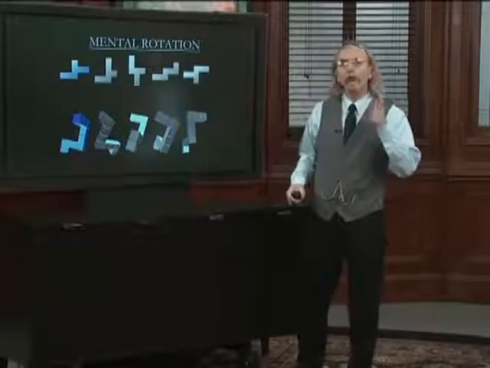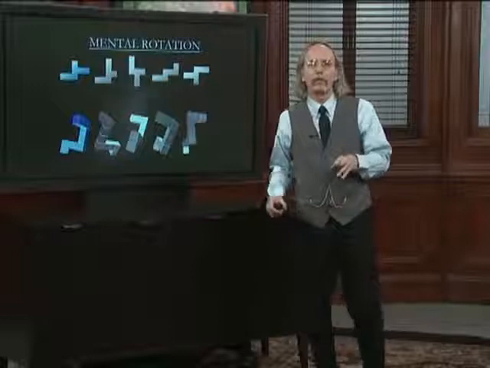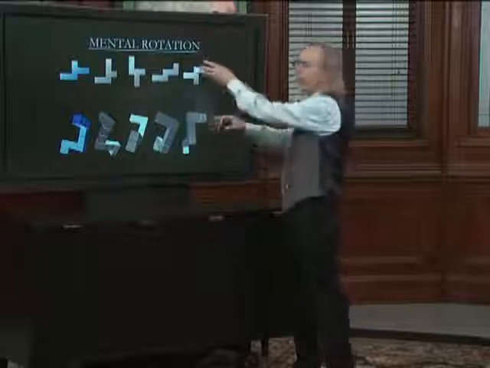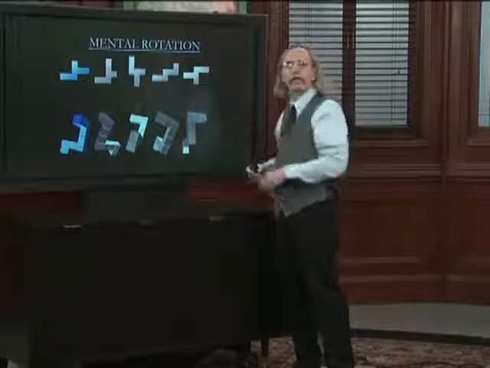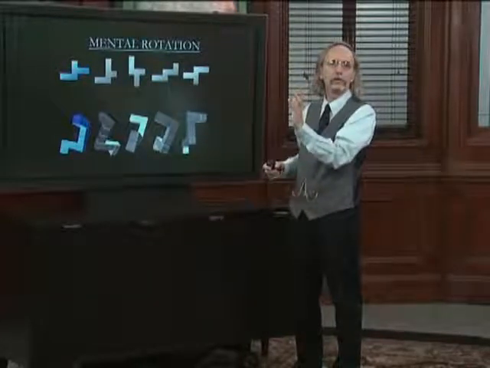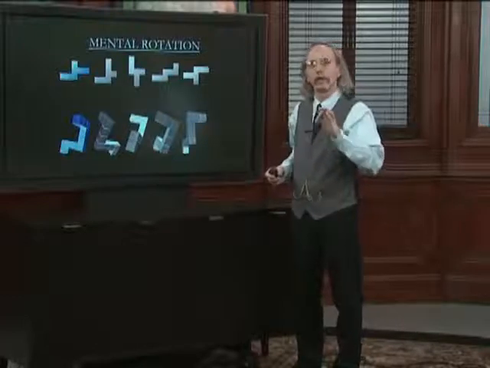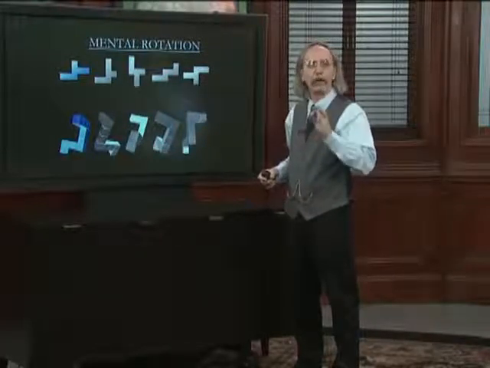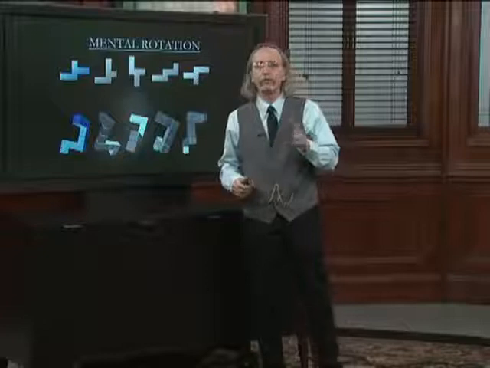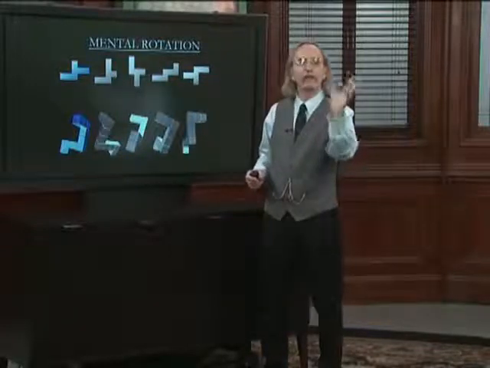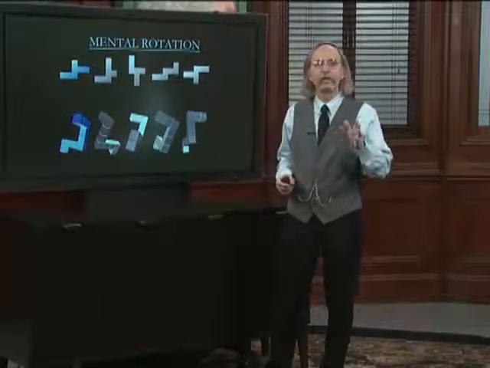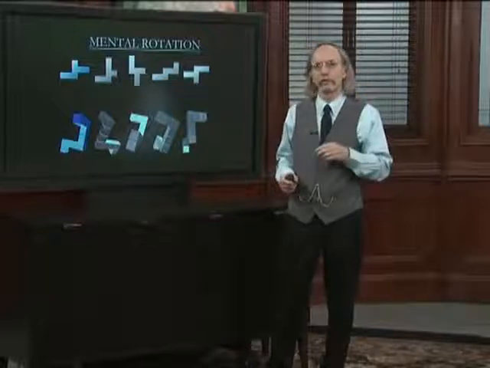It's been found that the time it takes someone to discover whether two rotated shapes are the same is directly related to how far you'd have to turn one in order to get the other. Just as it's faster to rotate something 90 degrees than a full 180 degrees, people are faster at recognizing something as rotated 90 degrees than a full 180 degrees. Another interesting result is that some of the same portions of the brain that are used in actual rotation are used in imagined or mental rotation. Seeing and imagining recruit some of the same crucial brain circuits.